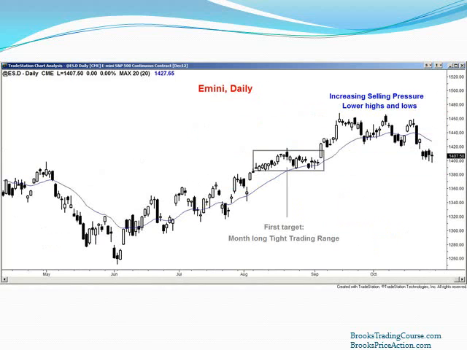Here's the daily chart on the E-mini, and I've talked repeatedly about how unusual August was, an extremely tight trading range, and I thought the odds were 60 to 70% that we would get back here, and that's where we are now. And notice on the way up, we had an island bottom here.